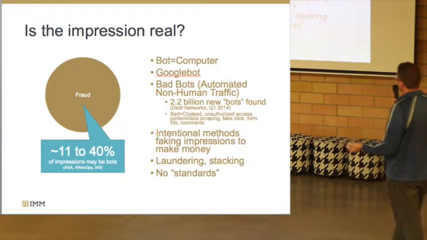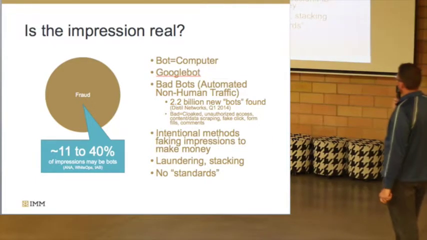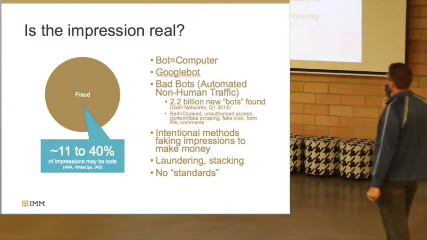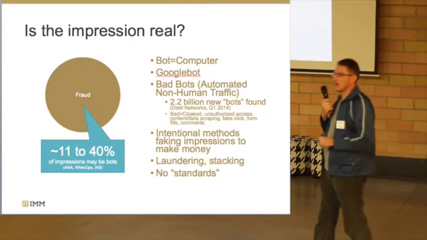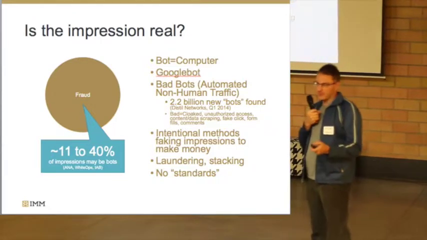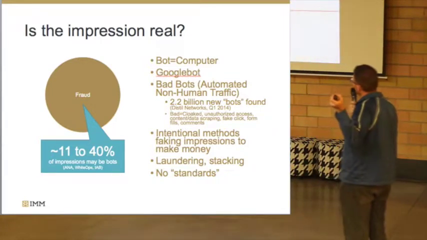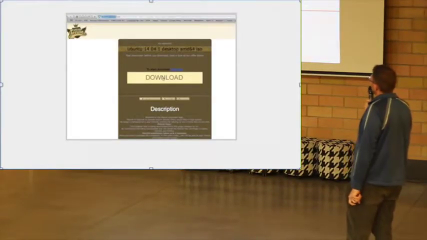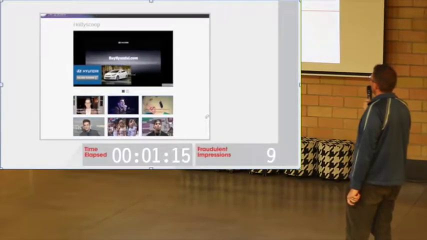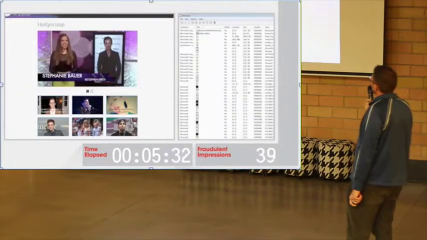The good ones, Googlebot being probably the most notable, but the bad bots are the ones we're concerned about. There's also an issue of ad laundering and ad stacking, which goes by a couple different terms, but I'll show you a couple examples of those in just a second. Hopefully this video pops through. I think this is an awesome video. It explains bad bot behavior and what to look for.